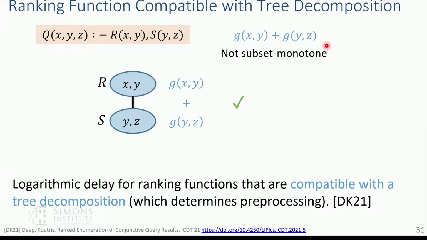Any function. Now, this is not subset monotone because we don't know anything about g, right? But if you look at the join tree of the query, the g functions will resolve locally in each bag, and in between the bags, there's only a plus, right? So actually, we can do this for this specific join tree, and there is this notion of the ranking function being compatible with a certain join tree or tree decomposition.